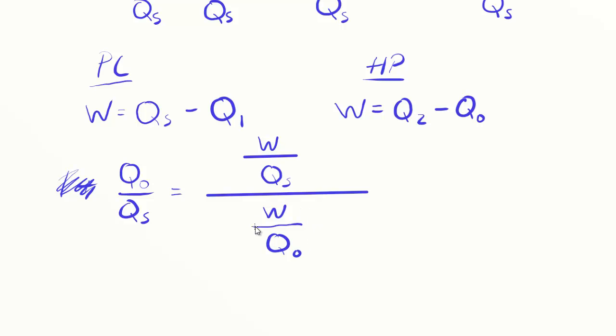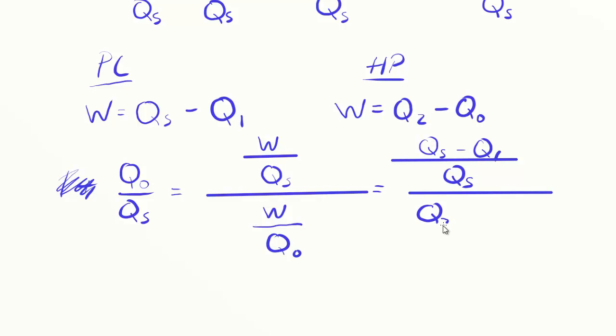So notice these W's would cancel, this Q naught would come up to the top, and I still have this equality. But now, since I've written it like this, I can take this W and use this for the power cycle on the top. So we have QS minus Q1 over QS, and this is divided by this W for this one, which is Q2 minus Q naught all over Q naught.